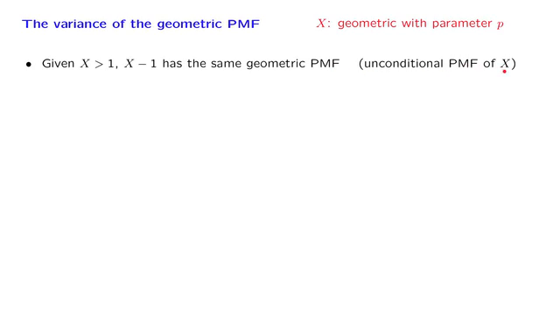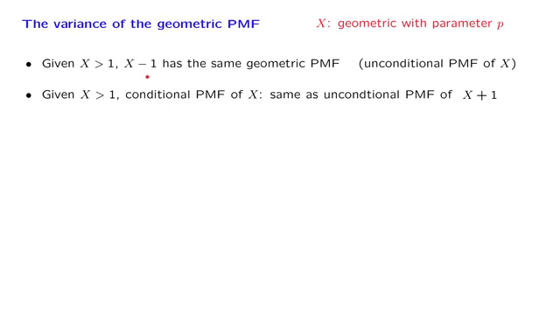And this is the property that we exploited in order to find the expected value of x. Now let us take this observation and add 1 to the random variables involved and turn this statement to the following version. The conditional PMF of x plus 1 is the same as the unconditional PMF of x plus 1. So it's the same statement as before, except that we added 1.